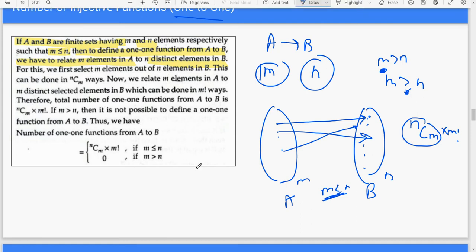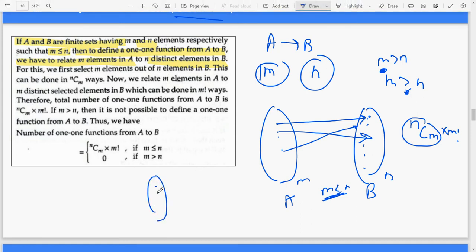How is this happening? Obviously, I told you earlier also. Let's say these are A, B, C, three elements in A, and this is B. Let's say there are five elements: one, two, three, four, five. So obviously, let's say A goes to 1, B goes to 2, and C goes to 3.